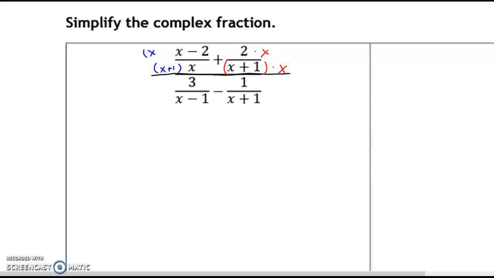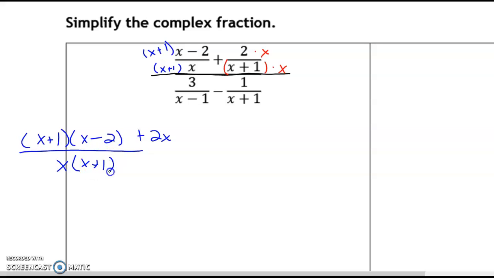So if I rewrite that numerator, it's going to be x plus 1 times x minus 2 plus 2x all over x times x plus 1. So I'm just going to leave that for a minute, and then instead of keeping it as this big fraction, I'm just going to rewrite it as divided by. That's all that means. So now we need to do this next one here.